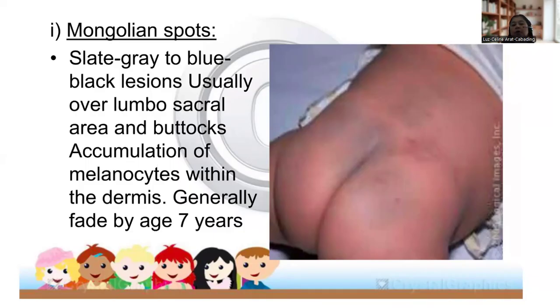So we hear jokes in the past. I do not know if you remember yours, that elderlies may call out a baby or a young child and say, "Do you still have those blue spots? Because if you have, you still are a baby." Because generally these blue spots will start to fade by the age of 7 years.